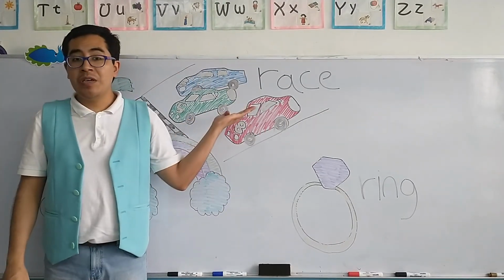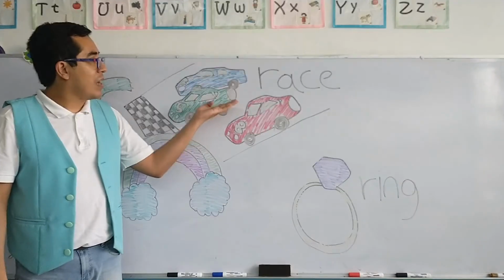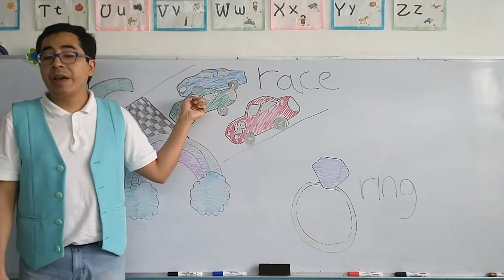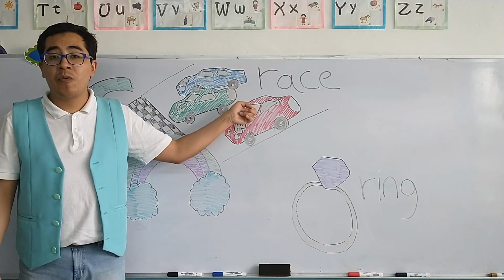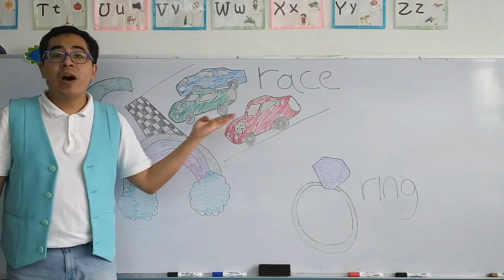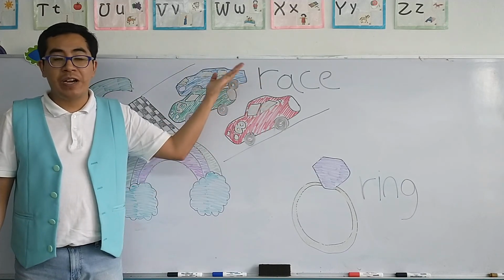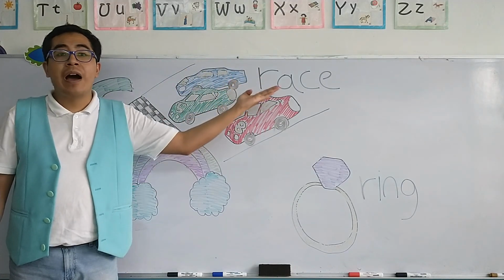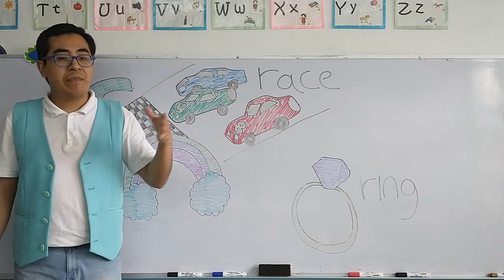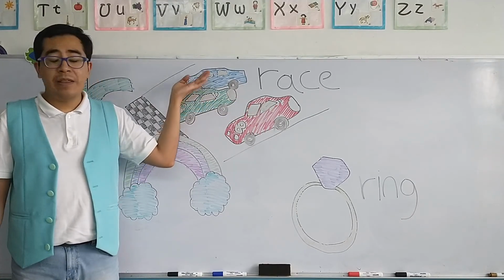Now, as you can see here, we have several cars. Yes, these are cars. We have a car in color blue, a car in color green, and a car in color red. But the most important part of this is what they are doing. Okay, and what they are doing, it's called a race. Okay, aunque ustedes, como pueden ver, nosotros tenemos aquí carros rojo, verde, azul.